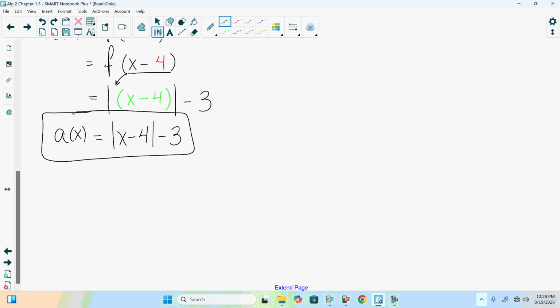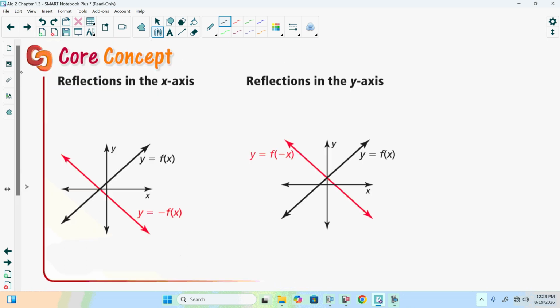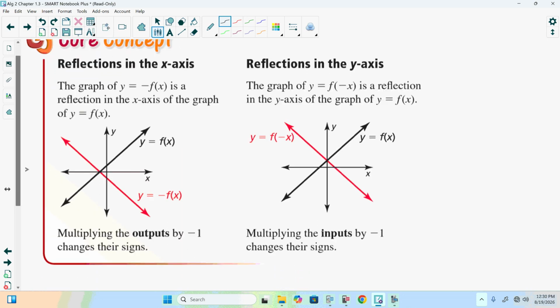Are you ready for the next piece? Reflections. A lot of information here. We don't need all of it. Reflection across the x-axis, general form, negative f of x. Reflection across the y-axis, f of negative x. So if we're going across the x-axis, it's negative f of x. If we're going across the y-axis, it's f of negative x.